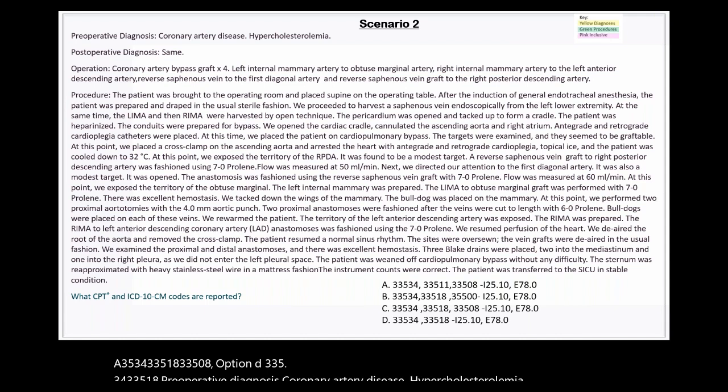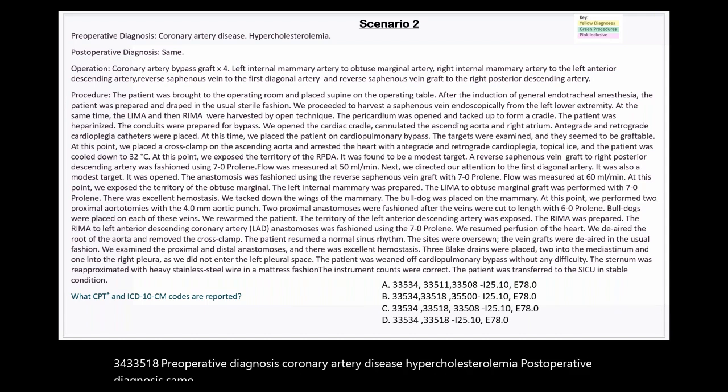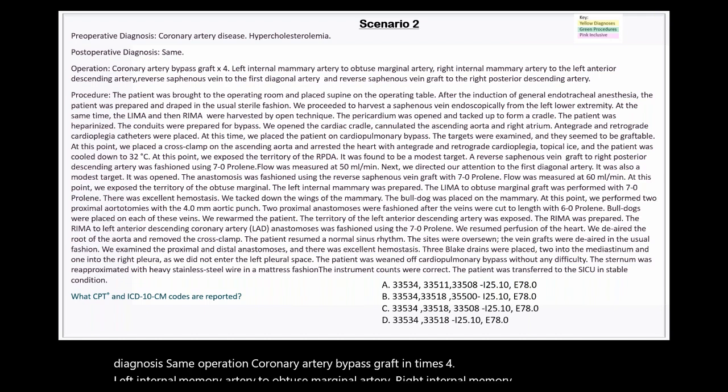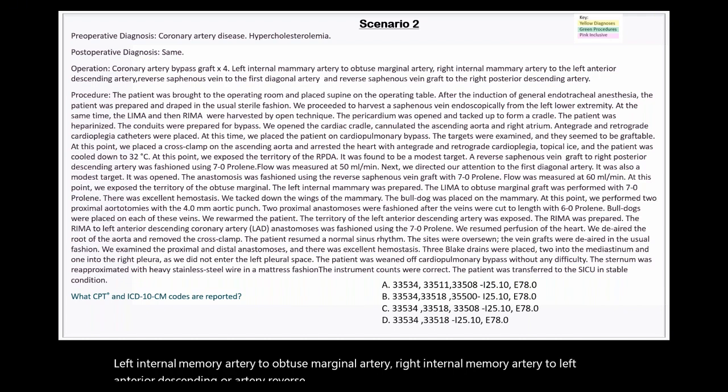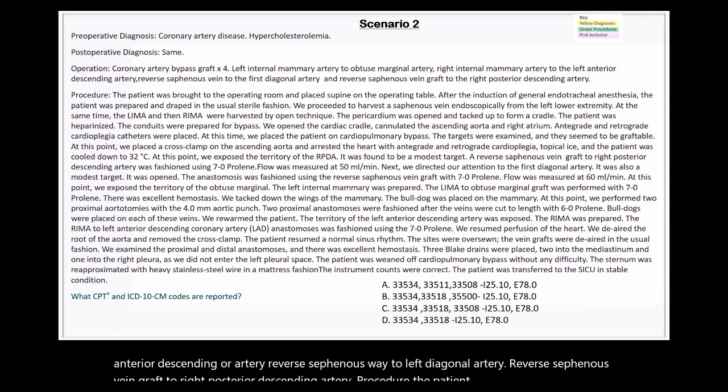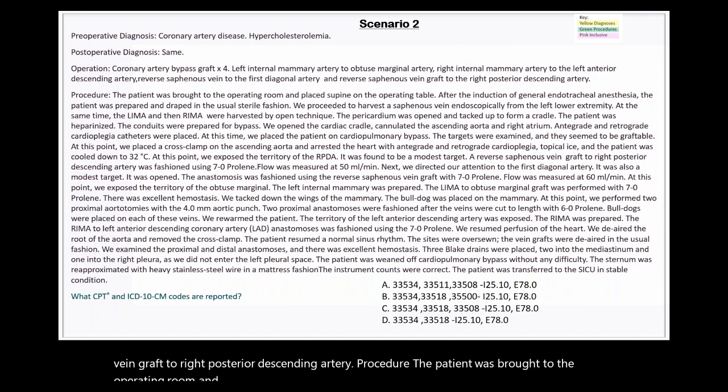Postoperative diagnosis, same. Operation, coronary artery bypass graft times 4. Left internal mammary artery to obtuse marginal artery, right internal mammary artery to left anterior descending artery, reverse saphenous vein to left diagonal artery, reverse saphenous vein graft to right posterior descending artery. Procedure: the patient was brought to the operating room and placed supine on the operating table. After induction of general endotracheal anesthesia, the patient was prepped and draped in usual sterile fashion.